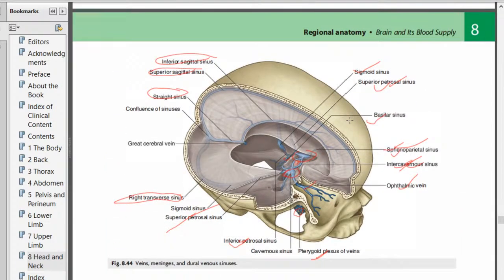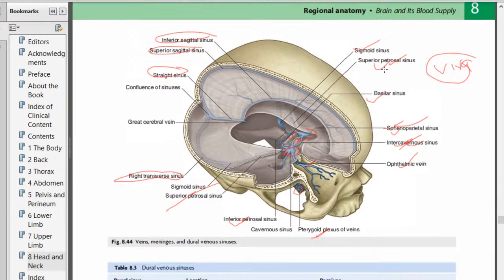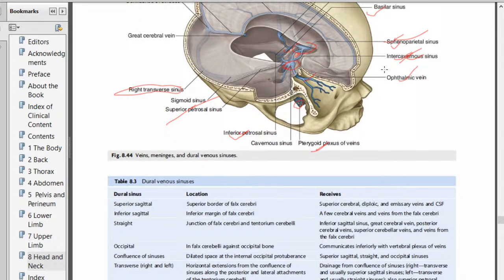So what is the thing that I'm actually studying for my Viva examination? I won't be going into much detail, but I should know the basic terminology of these sinuses. If the teacher asks me something, I should be able to say something to them.